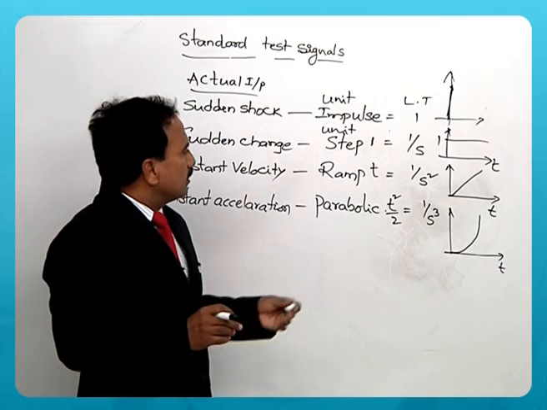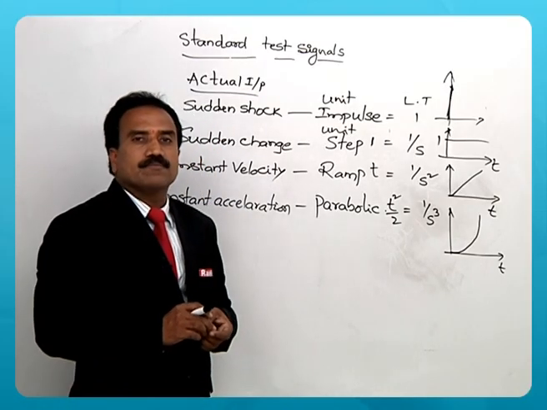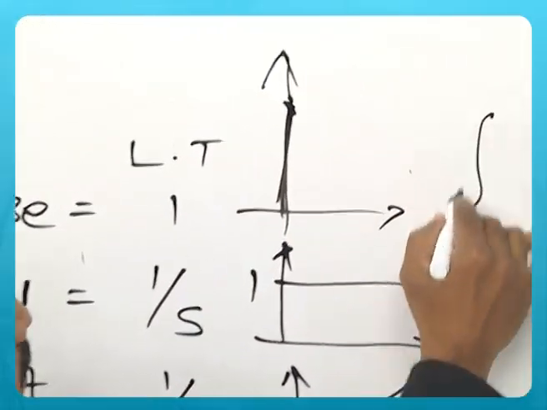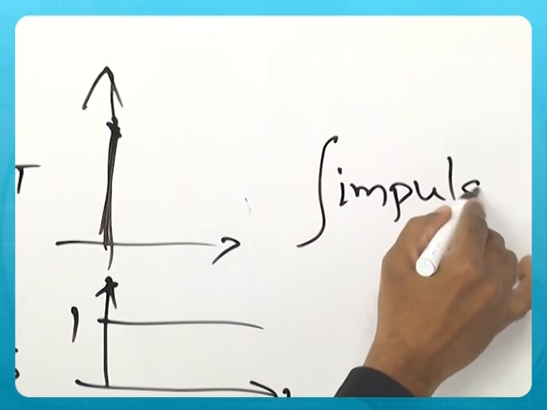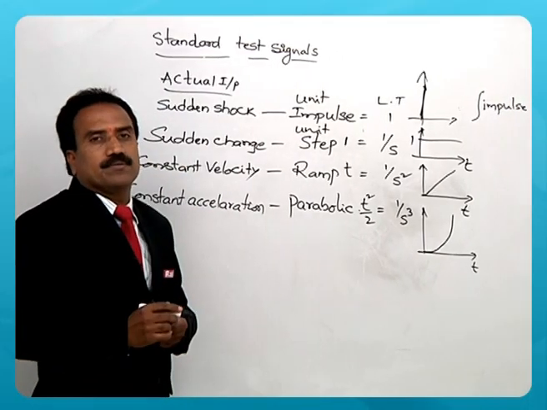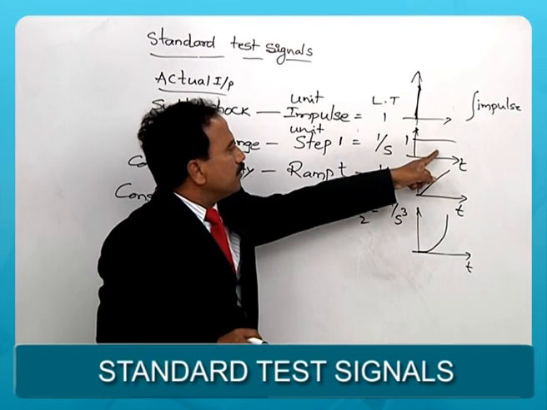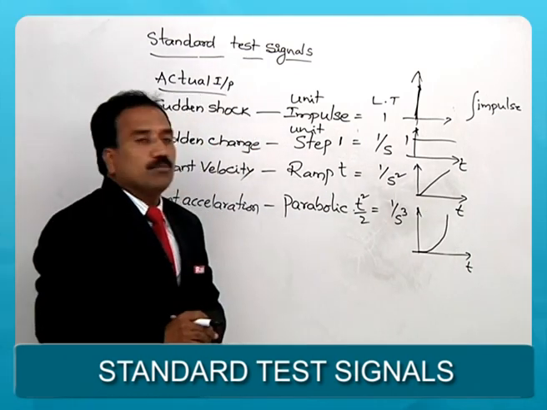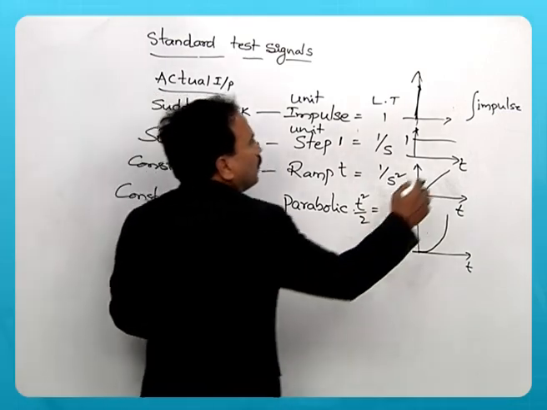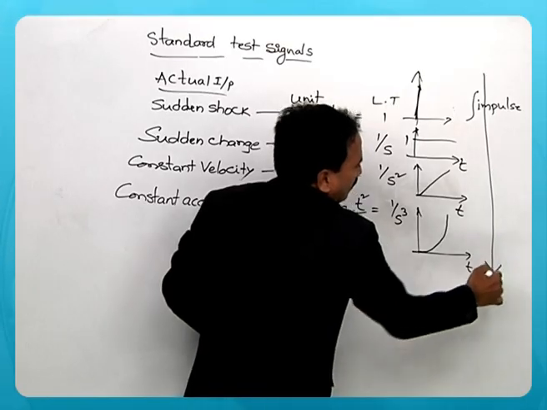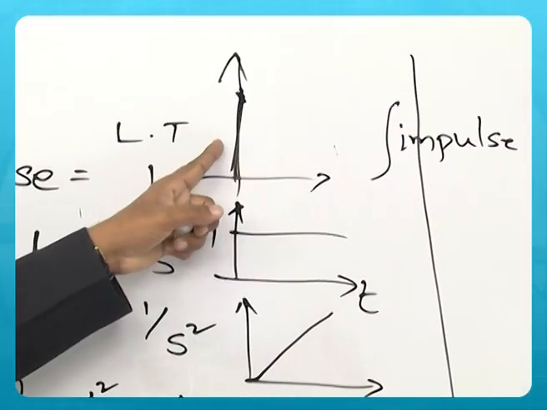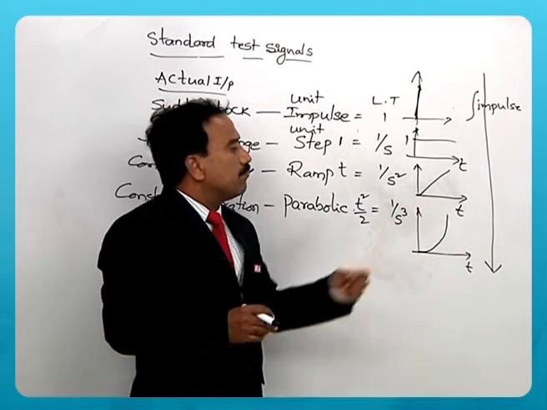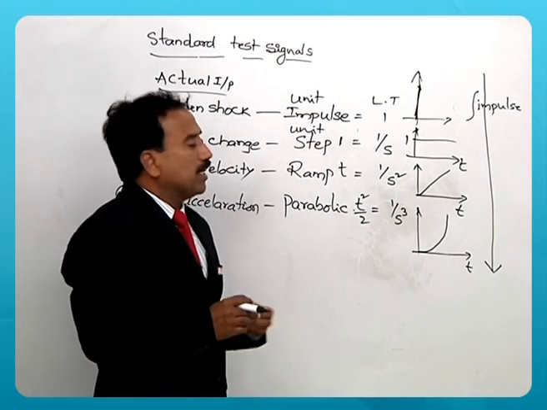Fortunately, there exists a relation between these four signals. When you start from impulse, the integration of impulse is a step, the integration of a step gives a ramp signal, and the integration of a ramp is a parabolic signal. So, take a unit impulse, and the integration of that will be the step response. Integration of step is a ramp, and integration of a ramp is parabolic.